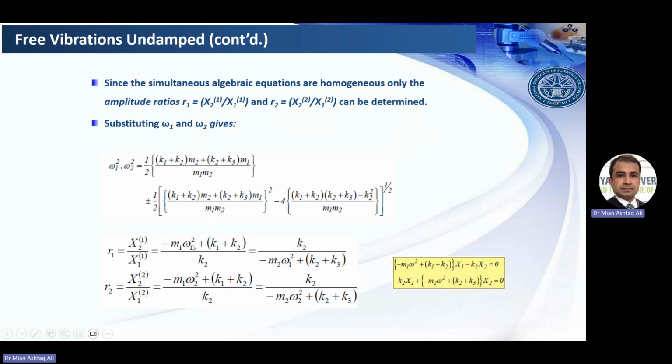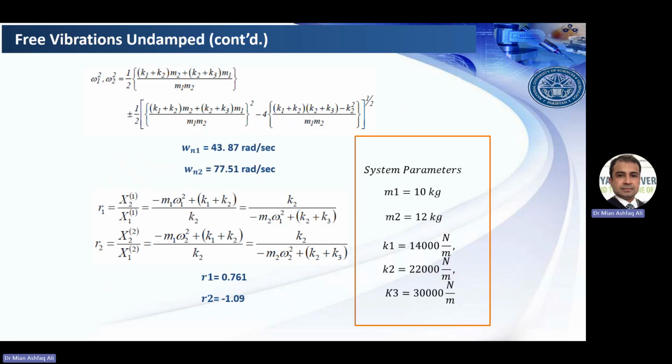This means that we can have a choice. If we maintain the initial values and maintain the ratio of R1, the system will vibrate at omega n1. If we keep the ratio fixed at R2 when deciding the initial condition, that will cause the system to move and vibrate in the second mode.